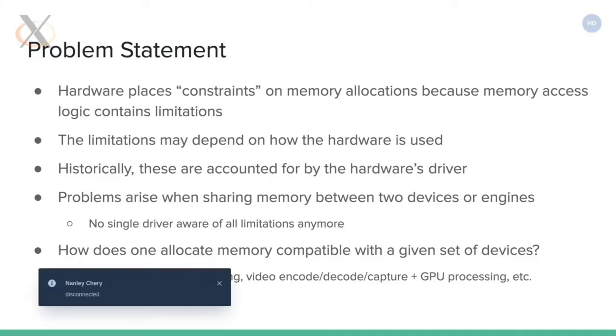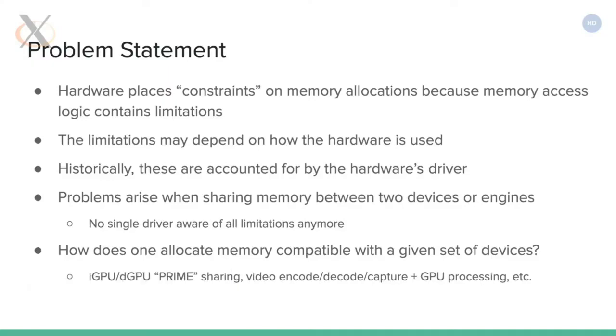So the problem is basically we have multiple drivers. Each driver is not aware of other devices' limitations. How do we make everyone agree? How do we allocate a buffer that can be used on multiple drivers at the same time?